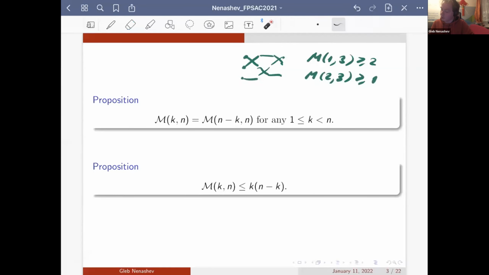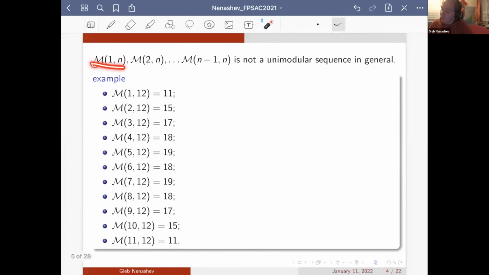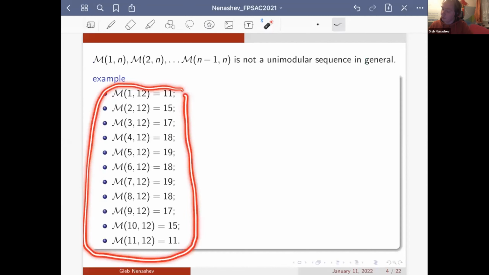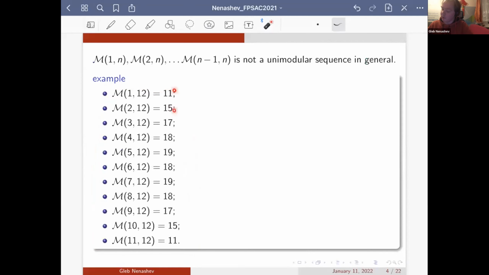Okay, so we have this proposition. And someone can think that this number is unimodular when N is fixed. And it's almost true, but it's still false. So if we fix N, we have such a sequence, and it's not unimodular in general. For example, if you consider N equals 12. For 12, we have 11, 15, 17, 18, 19, again 18, next number is 19.